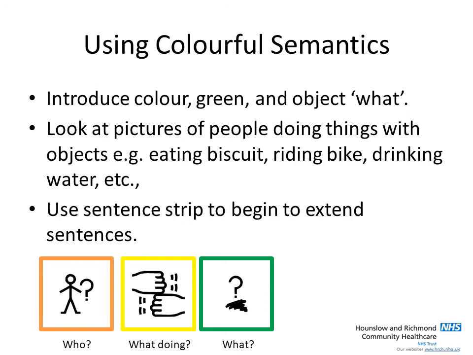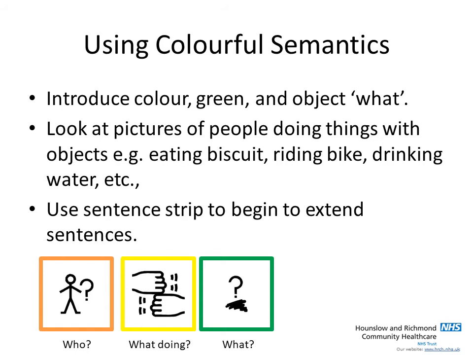Once your child is comfortable and confident using two-word phrases, who and what doing, orange and yellow, we would introduce a third element. At this point, we could choose to introduce adjectives, which is purple, so that the child could describe the person in the picture. But I'm going to describe adding the object part to the sentence so that we're developing subject, verb, object sentences. So the object of the sentence is always green and what.